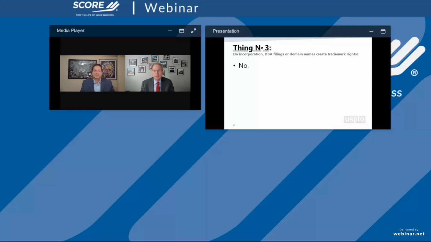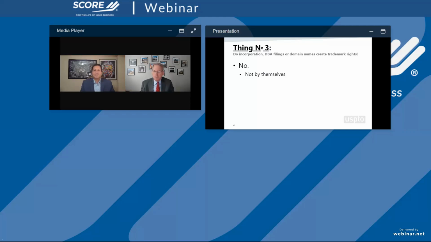All right. The answer is, do they create trademark rights? No. Short answer, no, they don't. Not by themselves. If you have a domain name, but you also use it as a trademark, then you've created a trademark, but it's because you created a trademark, not because you filed for a domain name. So keep in mind that just because you filed the necessary business law filings, it doesn't create trademark rights.